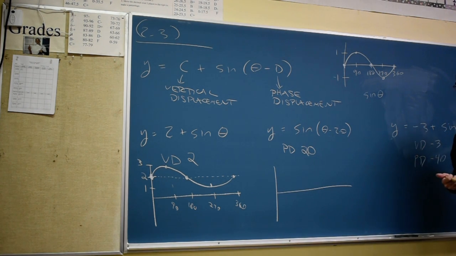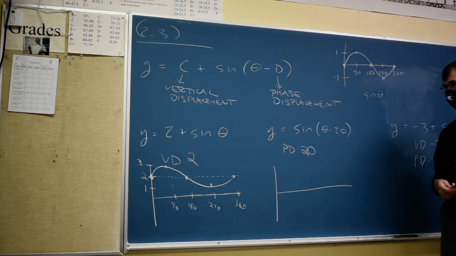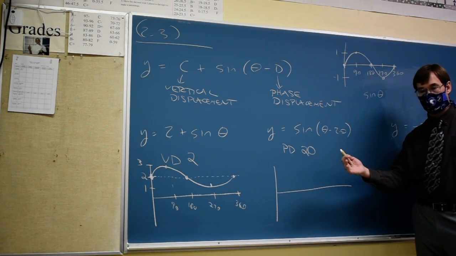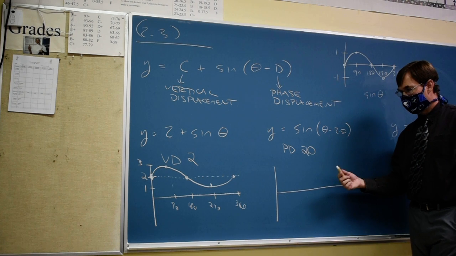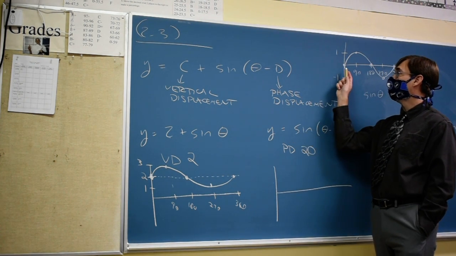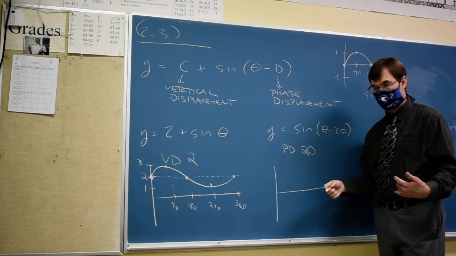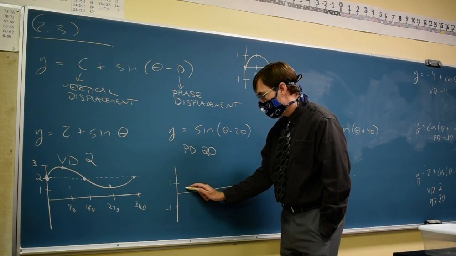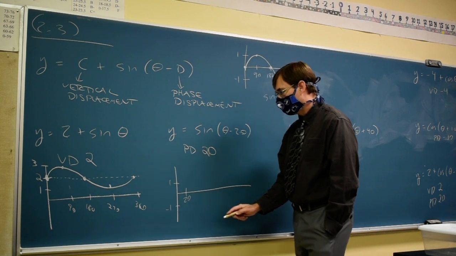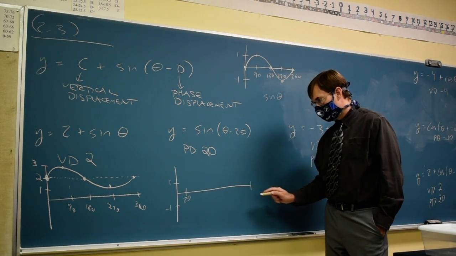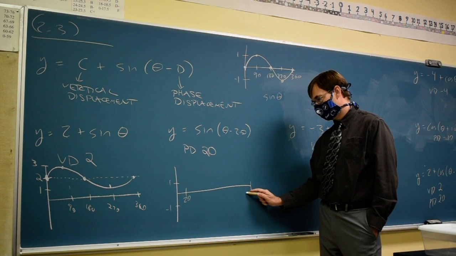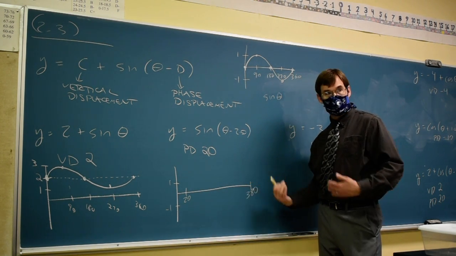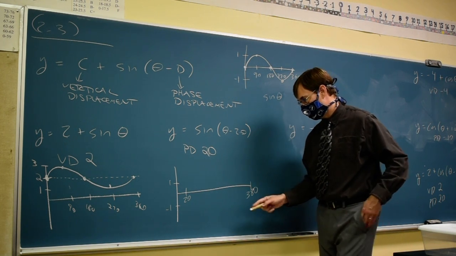For this one, phase displacement of 20, where did that move us? 20 degrees to the right. Would there be any reason to change the standard 1 and negative 1 if we're moving right? No. Leave the 1, leave the negative 1. Our starting line is now 20. So where is our finish line? 380, because everything just got pushed back 20 degrees.